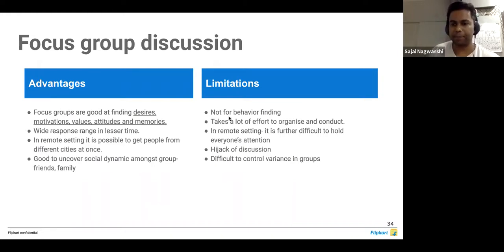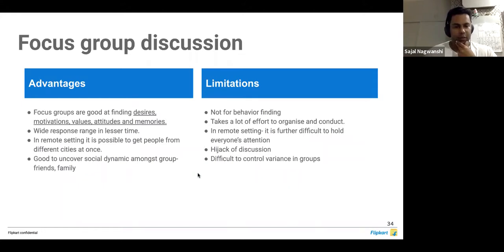The limitations for this is it's not good for behavior finding. It's only good for understanding past instances, past stories, and so on. The next is you need a very experienced moderator, because someone can hijack a discussion, or maybe some participant will not respond. So it's extremely important to have an experienced moderator over here.